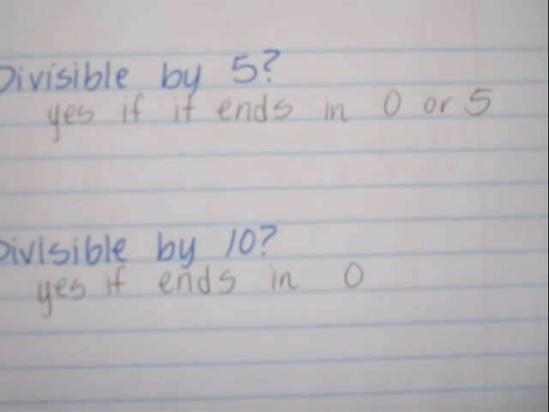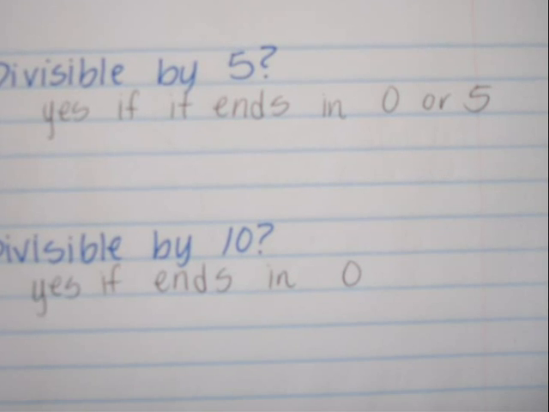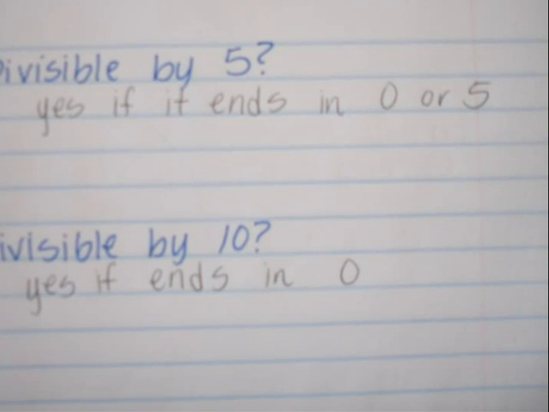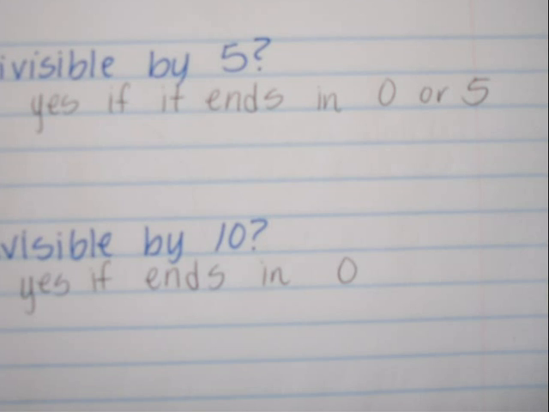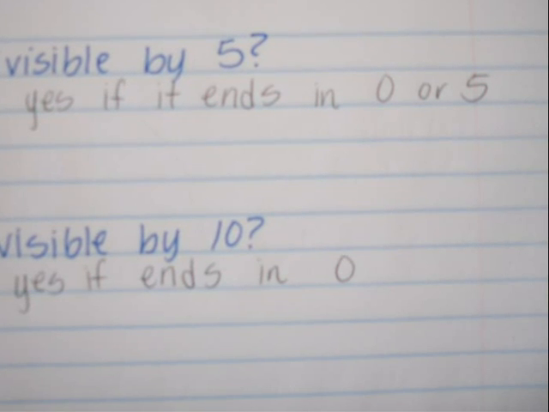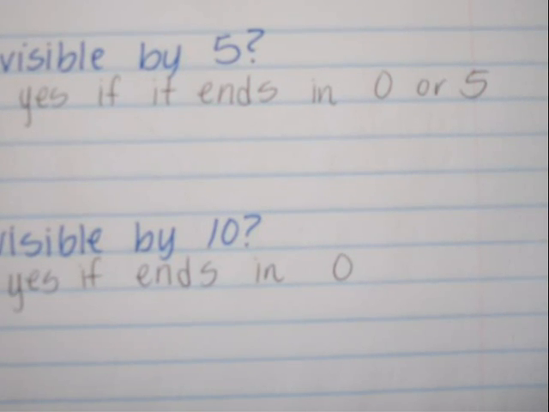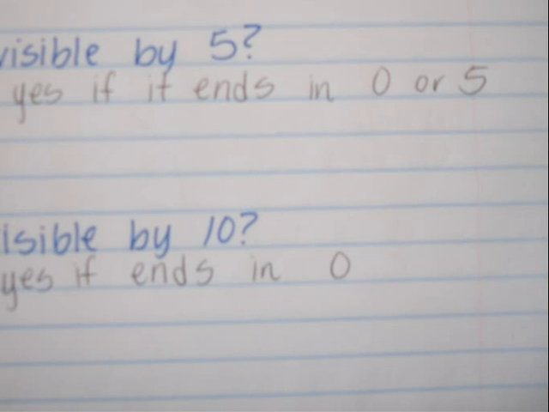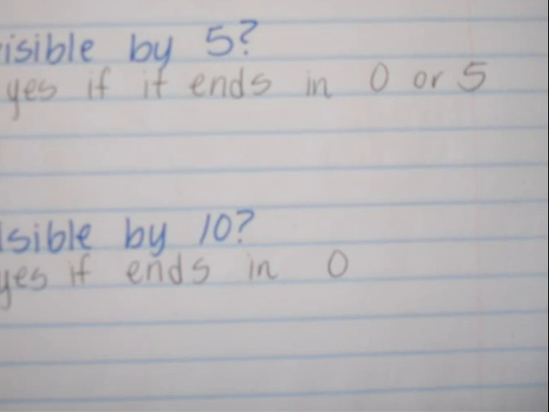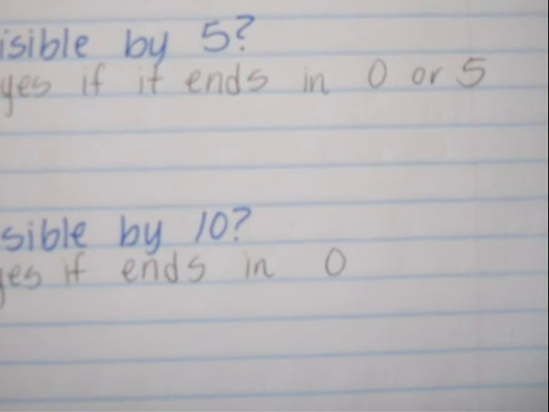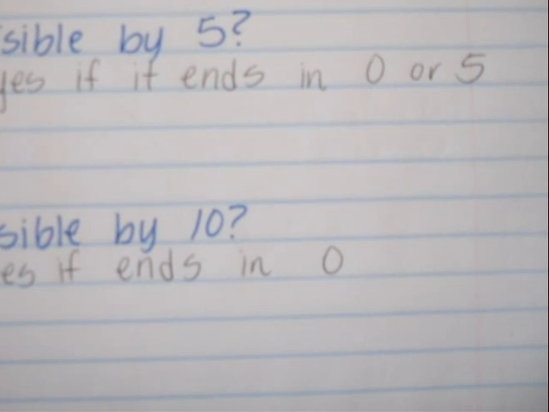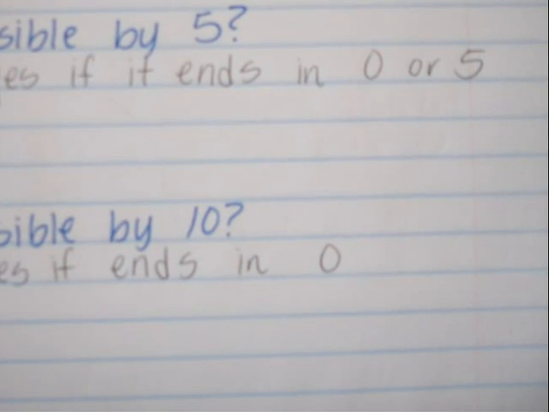The divisibility test for 10 is if a number ends in a 0, it is divisible by 10. These numbers are 10, 20, 30, 40, 50, 60, 70, 80, 90, 100, 110, and so on.